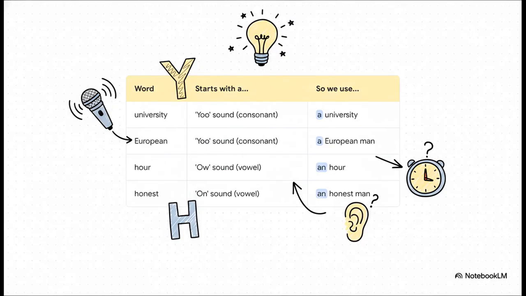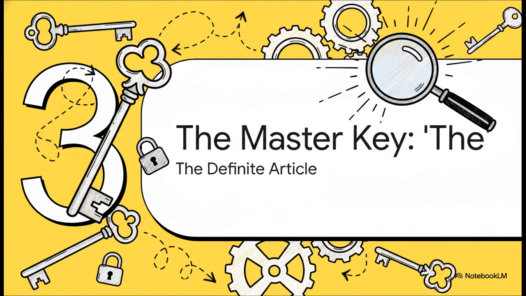And here's the big reveal. It really is all about the sound. Just say university out loud. The very first sound is U, which is a consonant sound. That's why we say a university. Now try saying hour. You notice how the H is silent? The first sound you actually hear is ow, and that's a vowel sound, so it's an hour. The exact same thing happens with an honest man. Cool, right? Fantastic work. We have totally cracked the case of a and an.